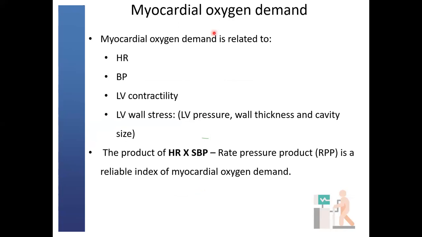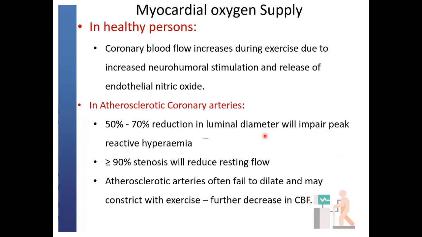Now, myocardial oxygen demand is related to the heart rate, the blood pressure, left ventricular contractility, and left ventricular wall stress. The product of heart rate and systolic blood pressure, which is referred to as the rate pressure product, has been found to be a very reliable index of myocardial oxygen demand. We shall be looking at these factors shortly as the presentation proceeds.